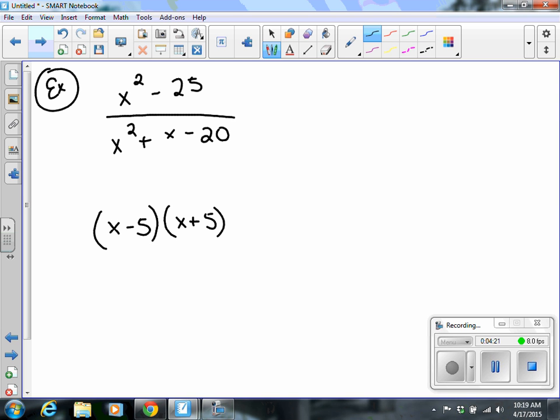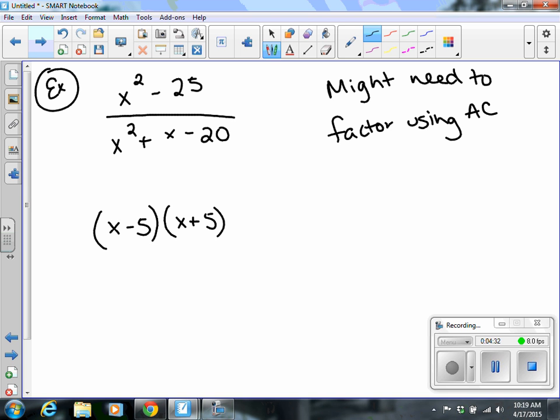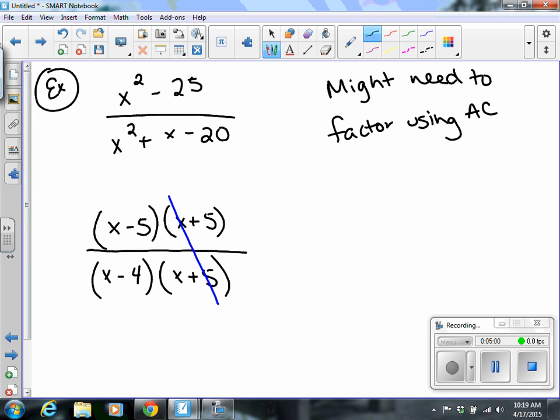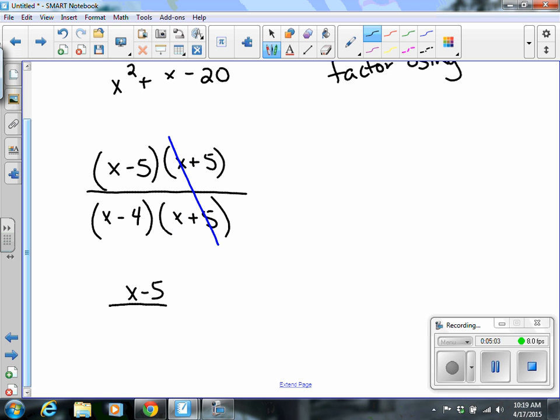Okay, so you might have to factor using AC. And we just got done working with quadratics that you had to factor using AC. So I'm not going to go through this process because we've done this. So I have x minus 5 and x plus 5 on the top. On the bottom part, I'm going to have x minus 4 times x plus 5. Looking at this, I know that the x plus 5 cancels. So my final answer is then x minus 5 over x minus 4.